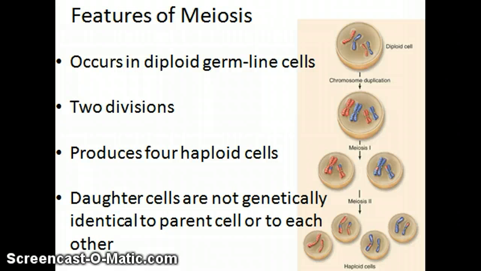So in summary, the features of meiosis include that the process occurs in diploid germline cells. There will be two divisions. There will be 4 haploid cells produced, and, most importantly, each daughter cell is genetically different, not just to each other, but also genetically different than the parent cell.